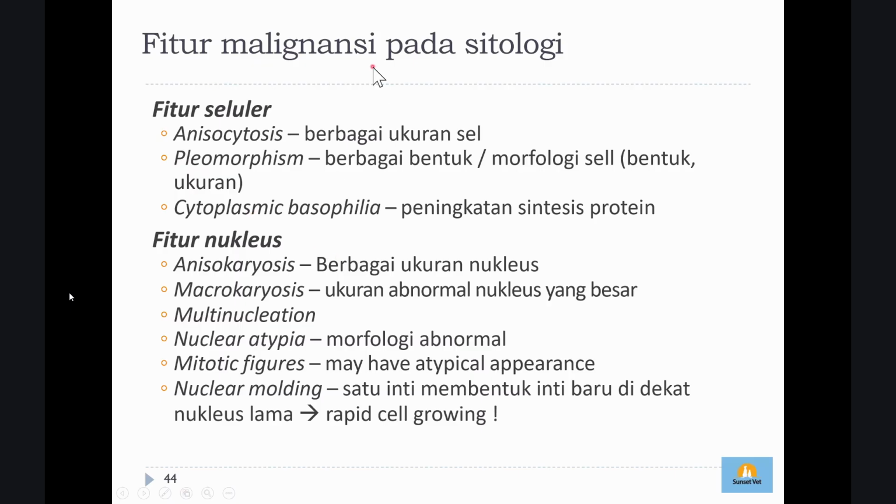And this is from the cell, but how about the nucleus? The things you have to see are the cell itself and then the nucleus, how big the nucleus is. Let's say there is a small nucleus and then a big nucleus. Okay, so we know it's something that is growing. And then there is multinucleation, so the nucleus is dividing into more than one. And then nuclear atypia, mitotic figures, nuclear molding.